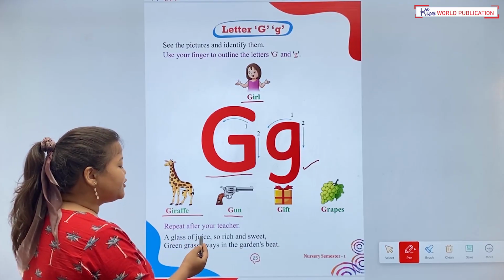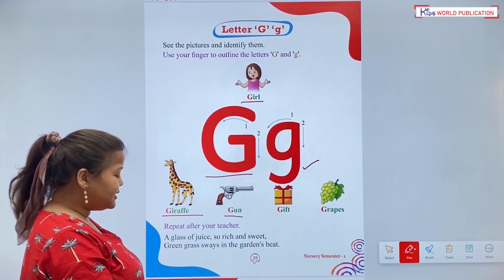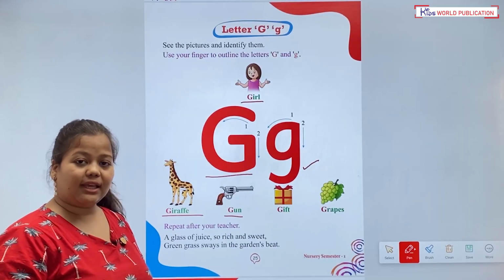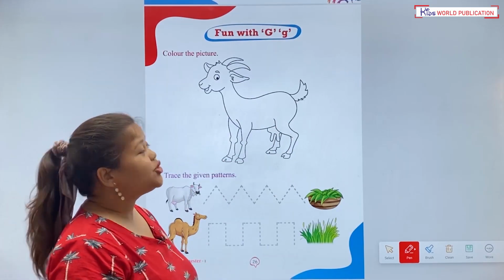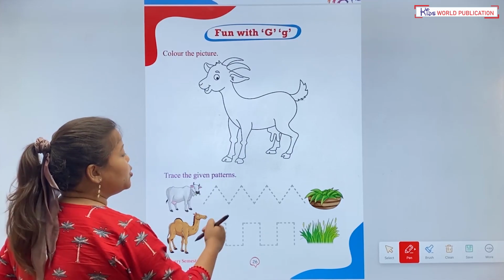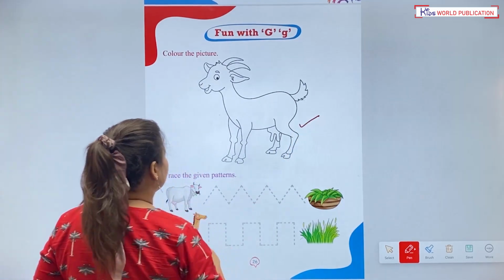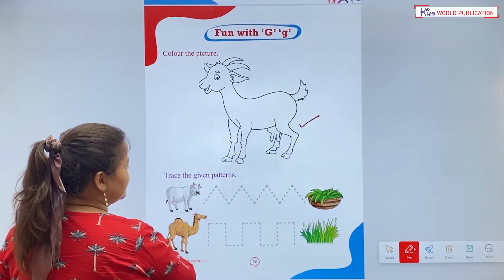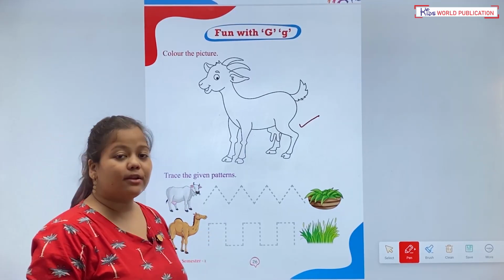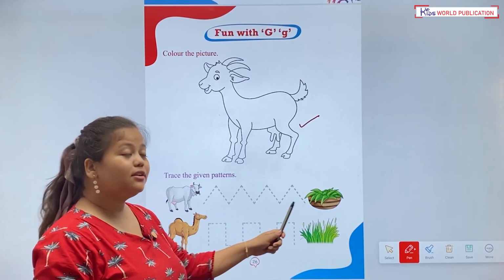A glass of juice so rich and sweet, green grass sways in the garden's beat. Fun with G, go. Color the picture. So kids, you will color this picture. Trace the given patterns. So kids, you will trace the given patterns by joining the dots.